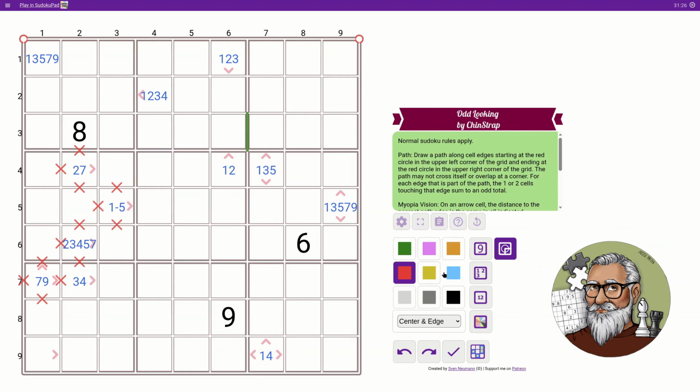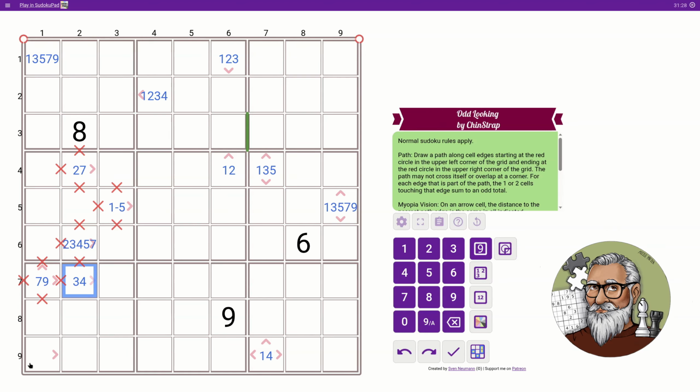Right. What about this one? In theory, this could be from 1 to 9, right? Maybe not 9, because the path has to pass here somewhere. Even if it passes on the top edge, that's 9 away, so it can't be 9. I can eliminate 9.